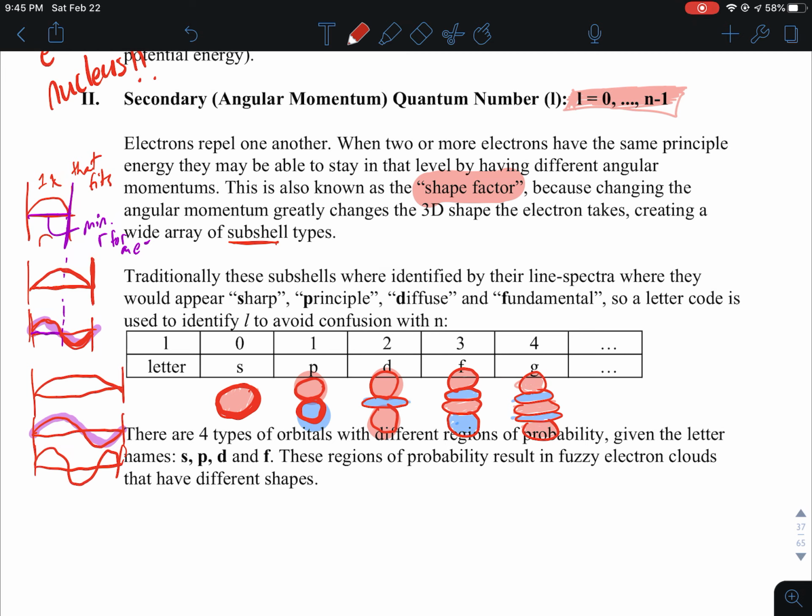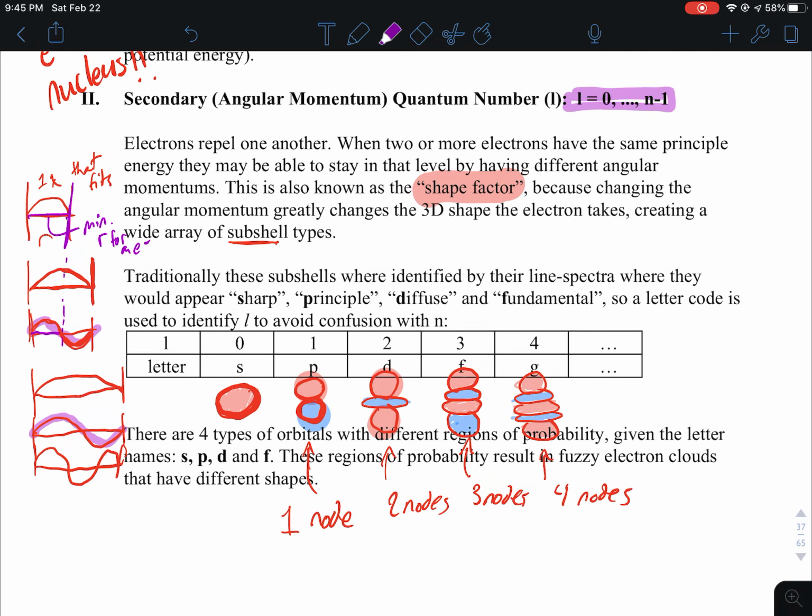no points of inversion. A single point of inversion creates what is known as a p orbital. 2 points of inversion gives you a d orbital. 3 points, f orbital, and 4 inversions. So this is our 1 node, 2 nodes, 3 nodes, 4. Okay, so the idea here is that you need a certain amount of distance from the nucleus before this is possible.